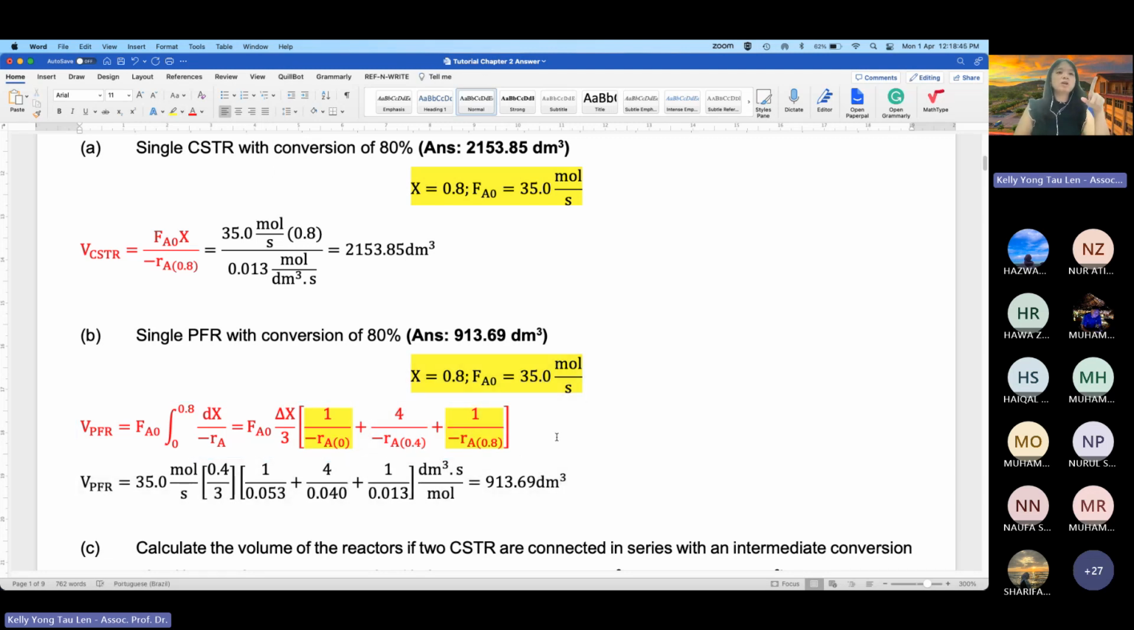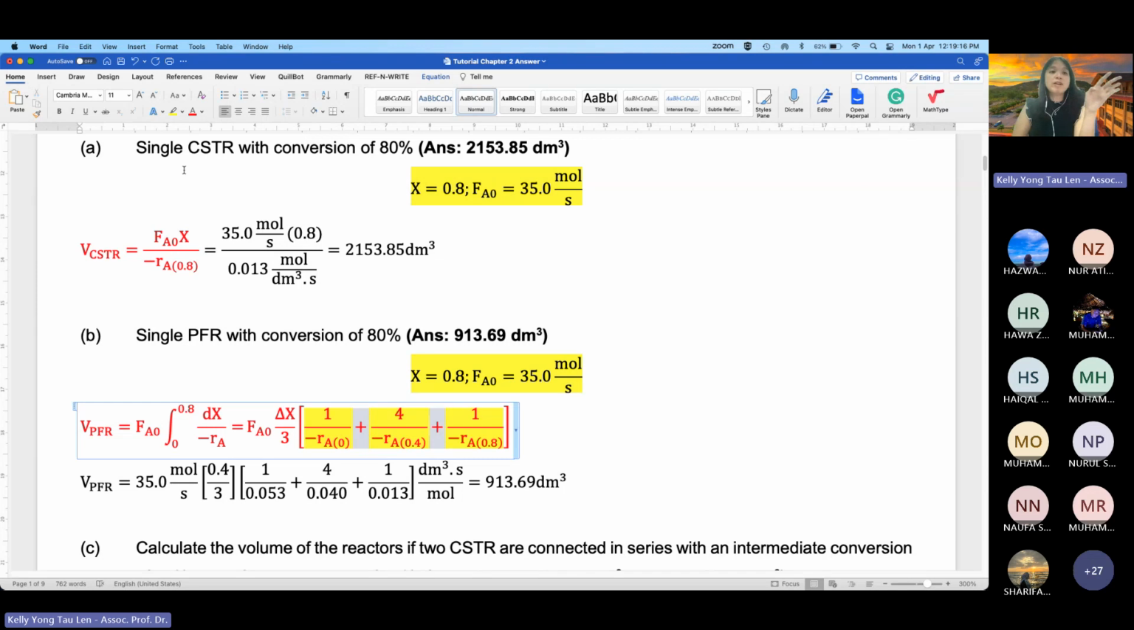This is very important, because when I provide the Simpson 1/3 rule equation, it's a general equation. You have to know by yourself what your bottom limit and upper limit are, or else you will not know which numbers to use. So the initial limit is 0, the first point is 1 per minus RA at 0, and the last point is my upper limit, 1 per minus RA at 0.8. And the middle point is multiplied by 4.